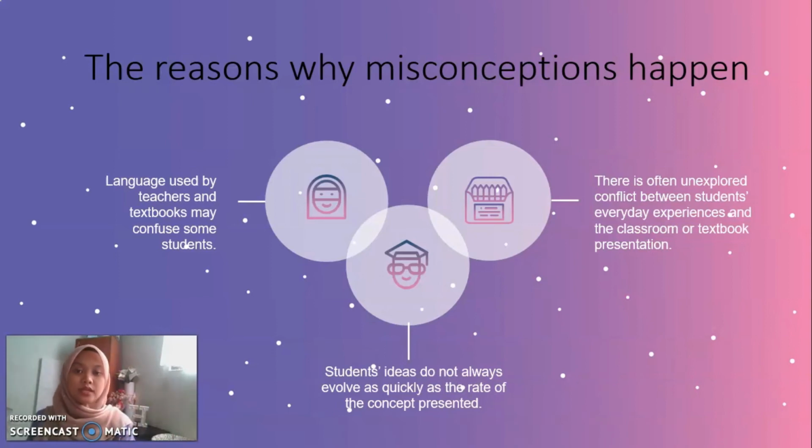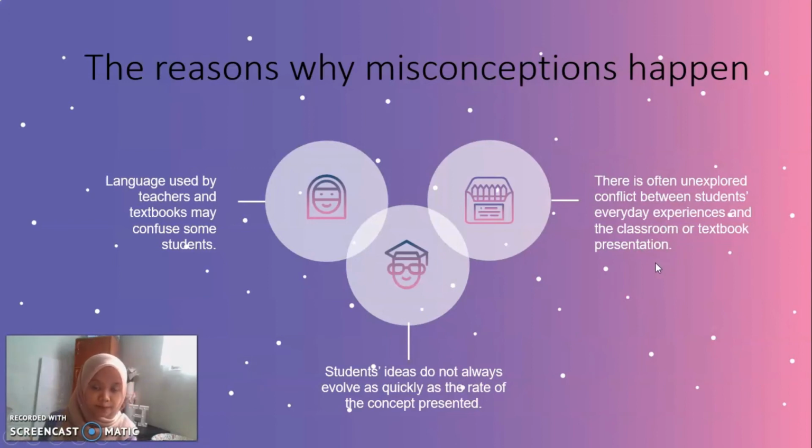The first one is the language used by teachers and textbooks, which may confuse some students. The second one is that students' ideas do not always evolve as quickly as the rate at which concepts are presented. And the third one is that there are often unexplored conflicts between students' everyday experience and the classroom or textbook explanation.